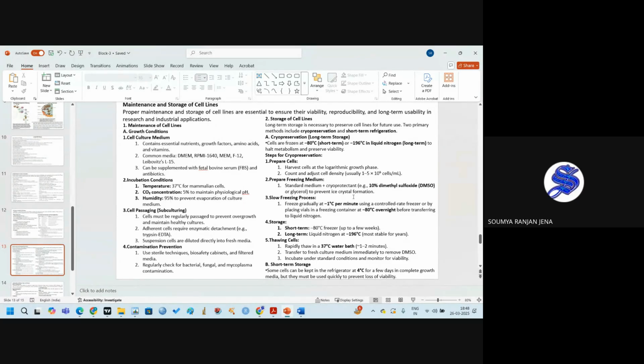Harvest means if you store the growth phase cells, then next time you take out the cells from the liquid nitrogen and culture them in the incubator or in laboratory conditions. That is harvest.